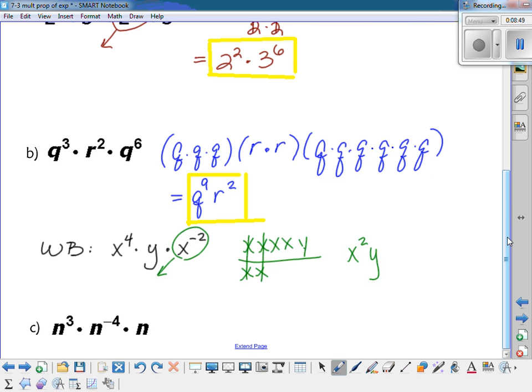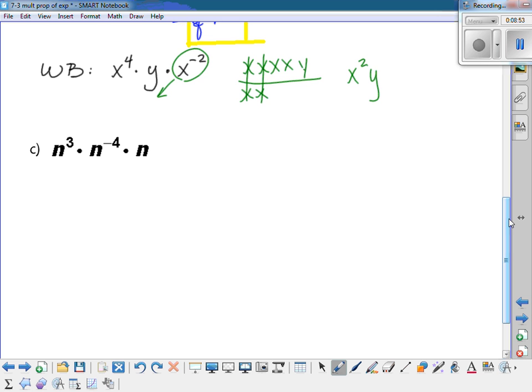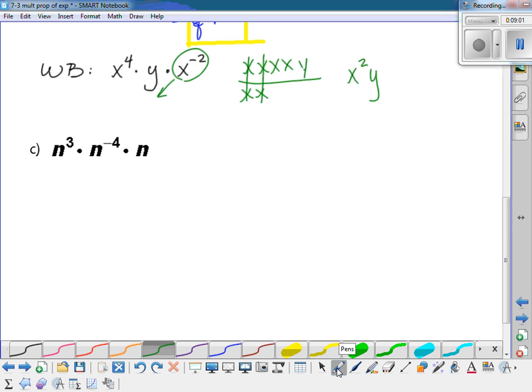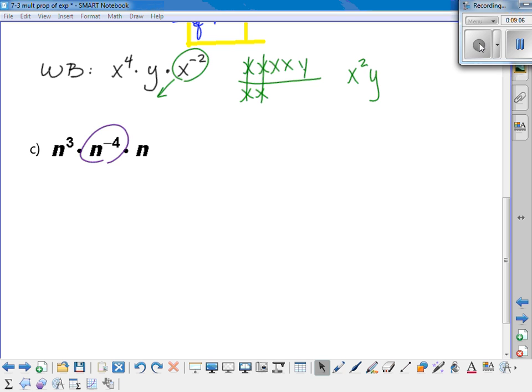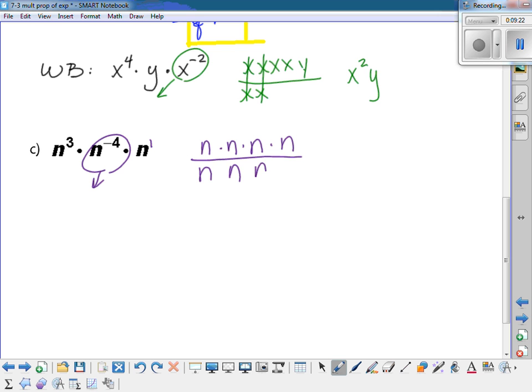Okay, one more for your notes. All right, now I have n cubed times n to the negative 4 times n. All right, so n to the negative 4 isn't happy. That's going to have to go to the bottom. So on top, I've got n times n times n. And then this is n to the 1st, so I have one more. And on the bottom, I've also got 4 n's. So if everything cancels out, what does it equal? What's n divided by n? What's 5 divided by 5? It's 1, okay? So be careful on that. If everything cancels out, don't think that it's 0. It's just going to equal 1, okay?